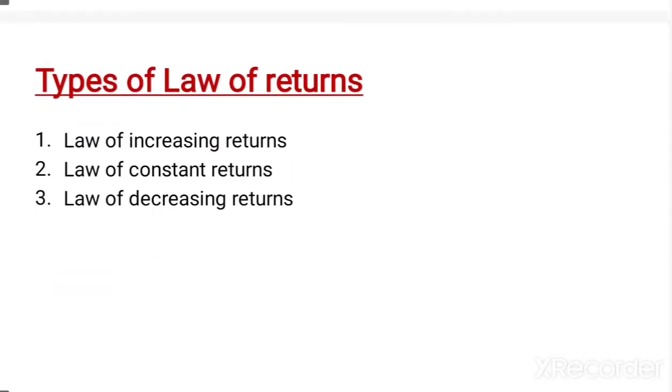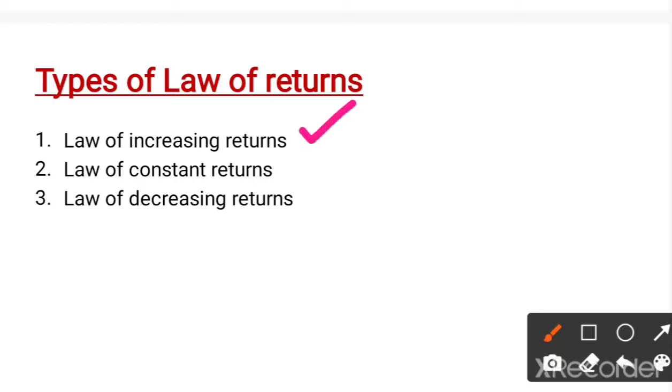Students, in general there are three types of law of returns: law of increasing returns, law of constant returns, and law of decreasing returns. Law of increasing returns means if you change that variable input, your output will also increase. Law of constant returns means if you change that variable input, your output will remain constant, it will not change. And law of decreasing returns means if you keep increasing the amount of that fertilizer, your output will decrease.